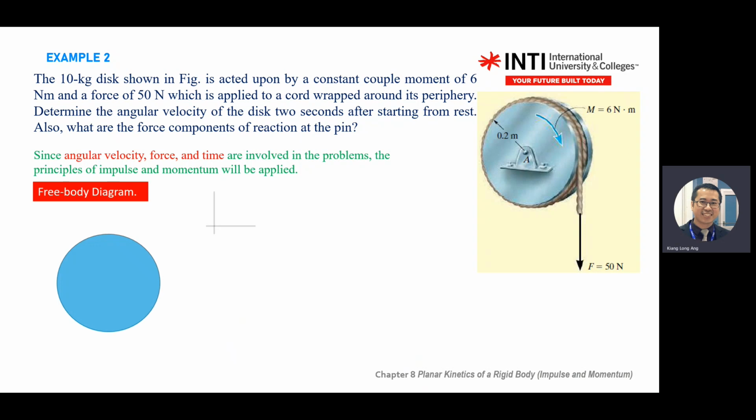So you draw the free body diagram and determine the positive and negative directions: X positive to the right, Y positive going up. The first thing you put in your free body diagram is to study the motion. Here you pull with a 50 Newton force, so it will rotate clockwise. Your omega will be shown clockwise already, then you put everything as clockwise positive. You follow the motion of the body.